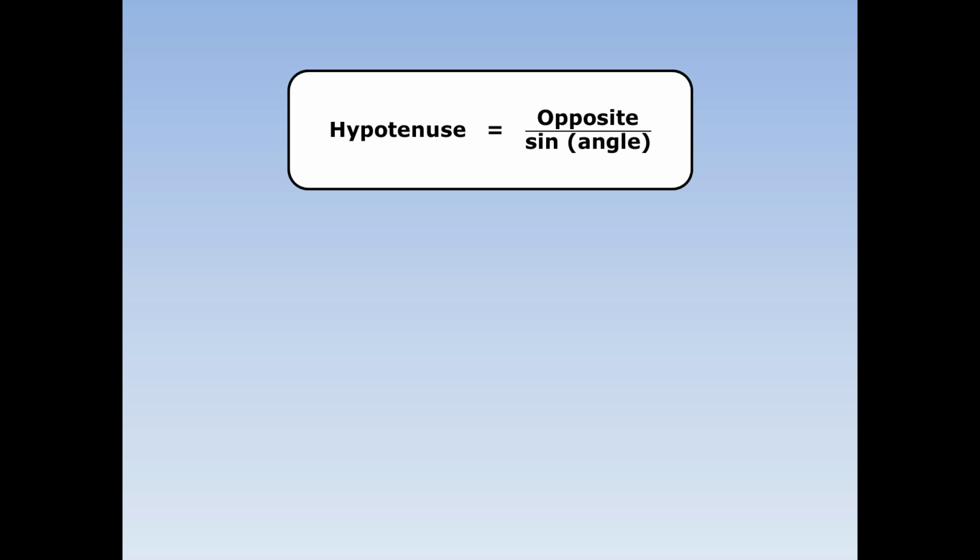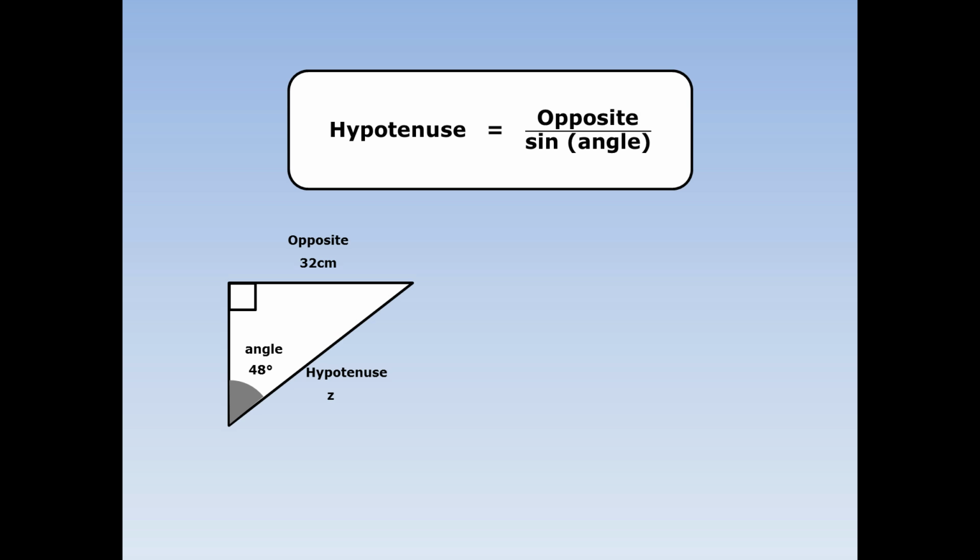A third formula out of the 6, to work out the hypotenuse side, we can do the opposite divided by the sine of the angle. We're going to use that to work out what z is equal to on this triangle. If I label everything, this is the angle we're looking at the moment. This is the hypotenuse side, opposite to the right angle, diagonal. This is the side opposite to the angle. And the adjacent side is next to the angle. Now we want z, which is the hypotenuse.